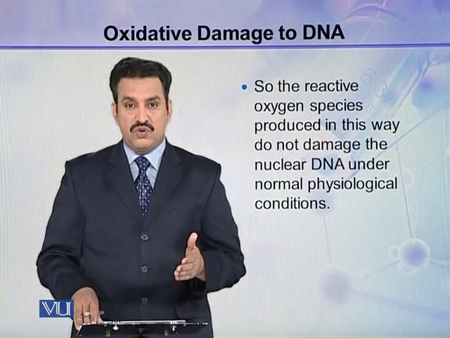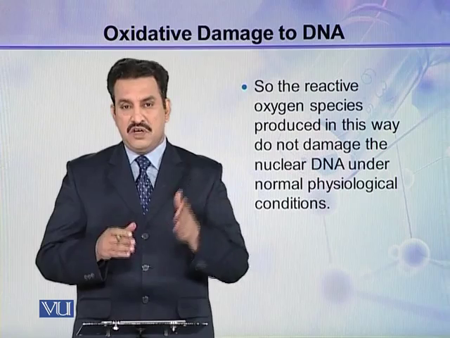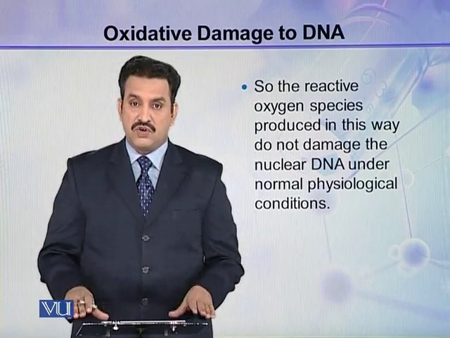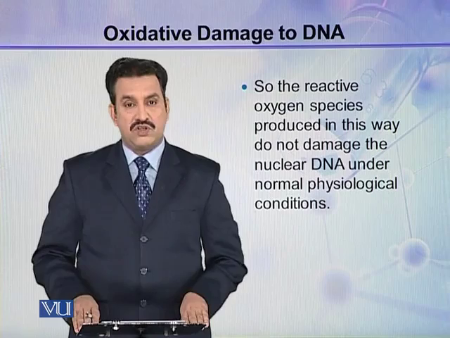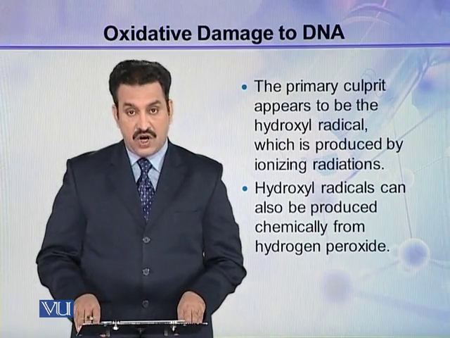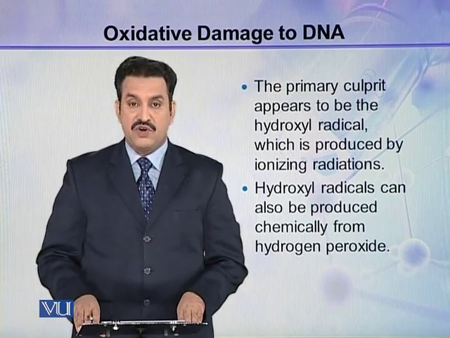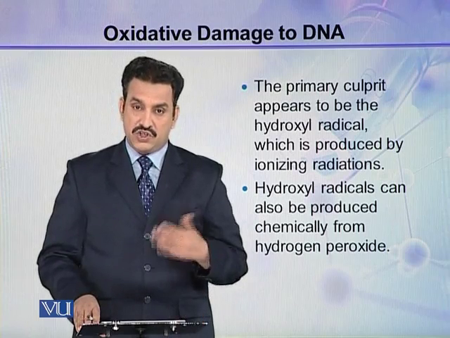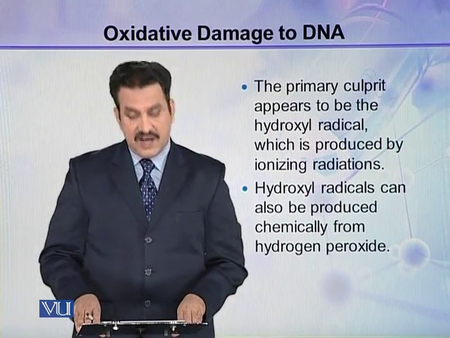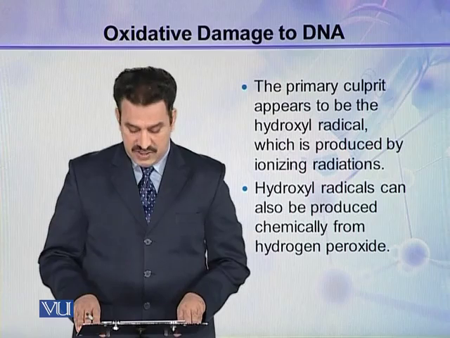So normally, as you know, these reactive species are not even released outside the ETC or outside the organelles where the ETC is taking place. So these are not the reason for damage to the DNA. The primary culprit, however, appears to be the hydroxyl radical, which is produced by ionizing radiations. Ionizing radiations like gamma rays and X-rays produce hydroxyl radicals, and these are the main culprits which cause the oxidative damage to DNA.